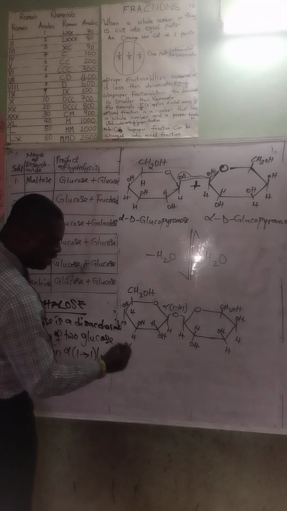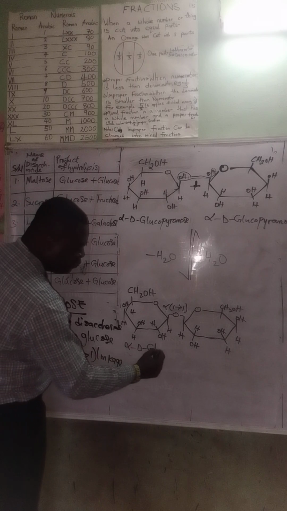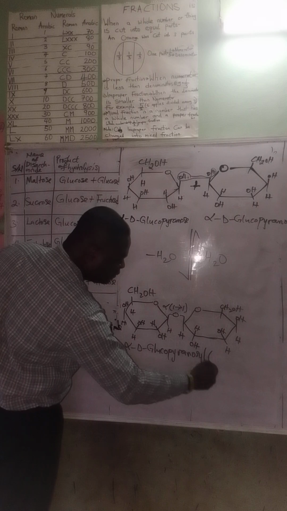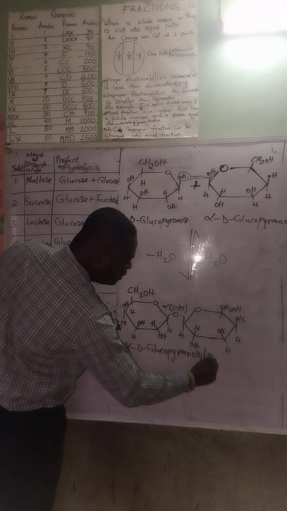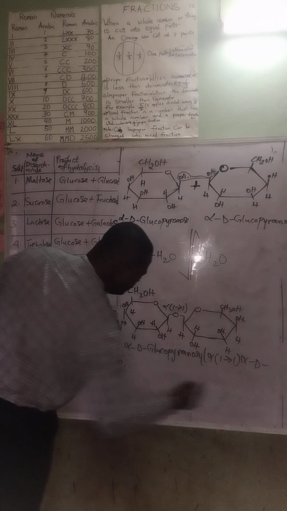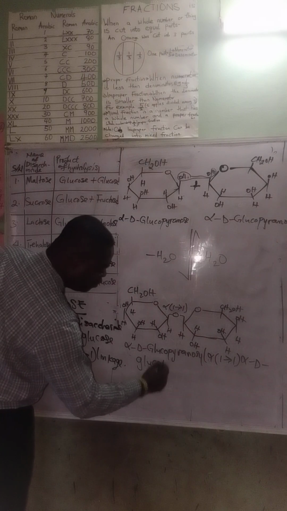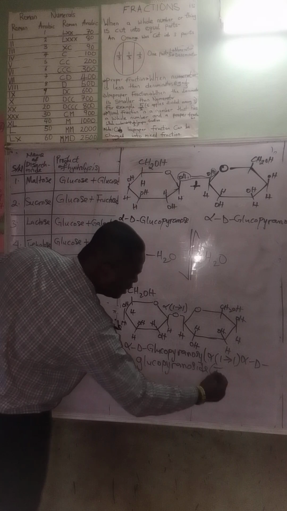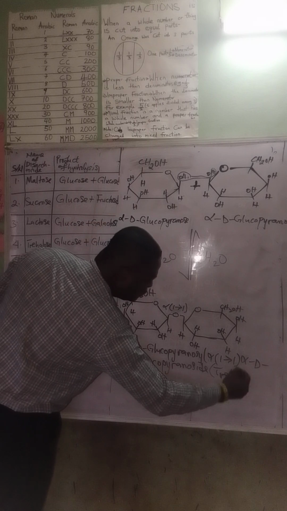So what I have here is alpha D glucopyranosyl. Then I have alpha 1 to 1, alpha D glucopyranoside, which is now what? Trehalose.